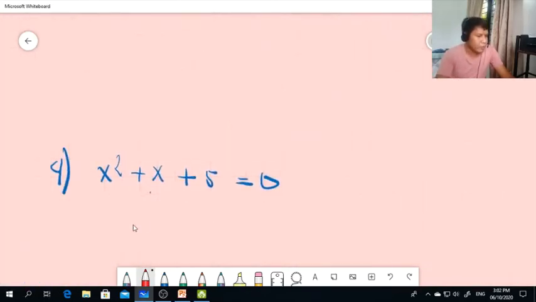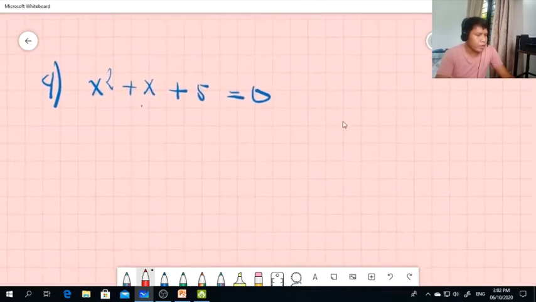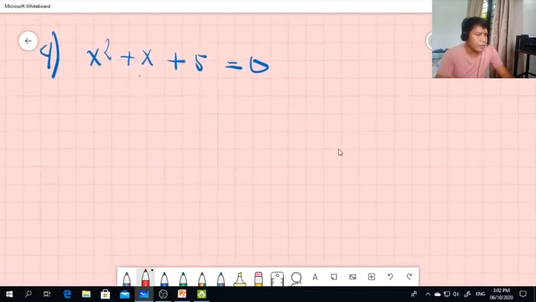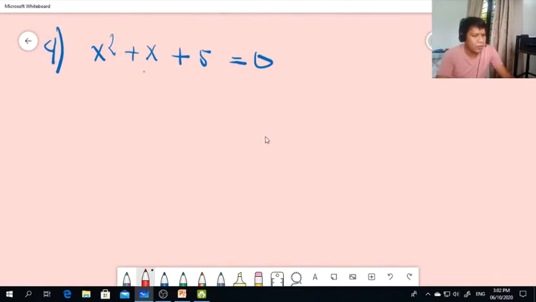Now, let's proceed to the fourth example. You have here x squared plus x plus 5 is equal to 0. Let's test whether the discriminant is greater than 0, equal to 0, or less than 0. Again, the first step, we need to identify the values of a, b, and c. So a here is 1, your b is 1, and your c is 5. Then you have the formula for the discriminant, that is d, and that is b squared minus 4ac.